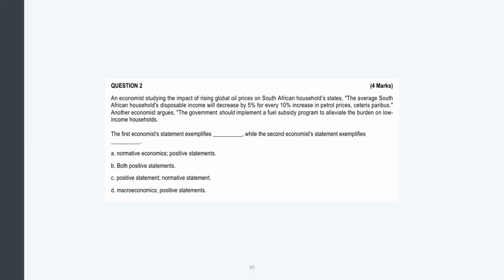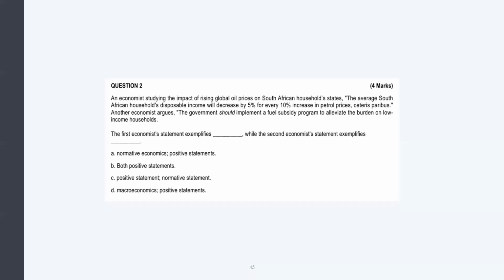Let's explain what a positive statement is for the person who said normative. So a positive statement is a factual statement. It is a statement rooted in theory. So this economist has studied, right? He has done research, and he is telling you that every single time that petrol prices increase by 10%, we see a decrease of 5% in income in South Africa. So that is something that is factual. It is rooted in research. It is theoretical in nature. It can be proved, right?